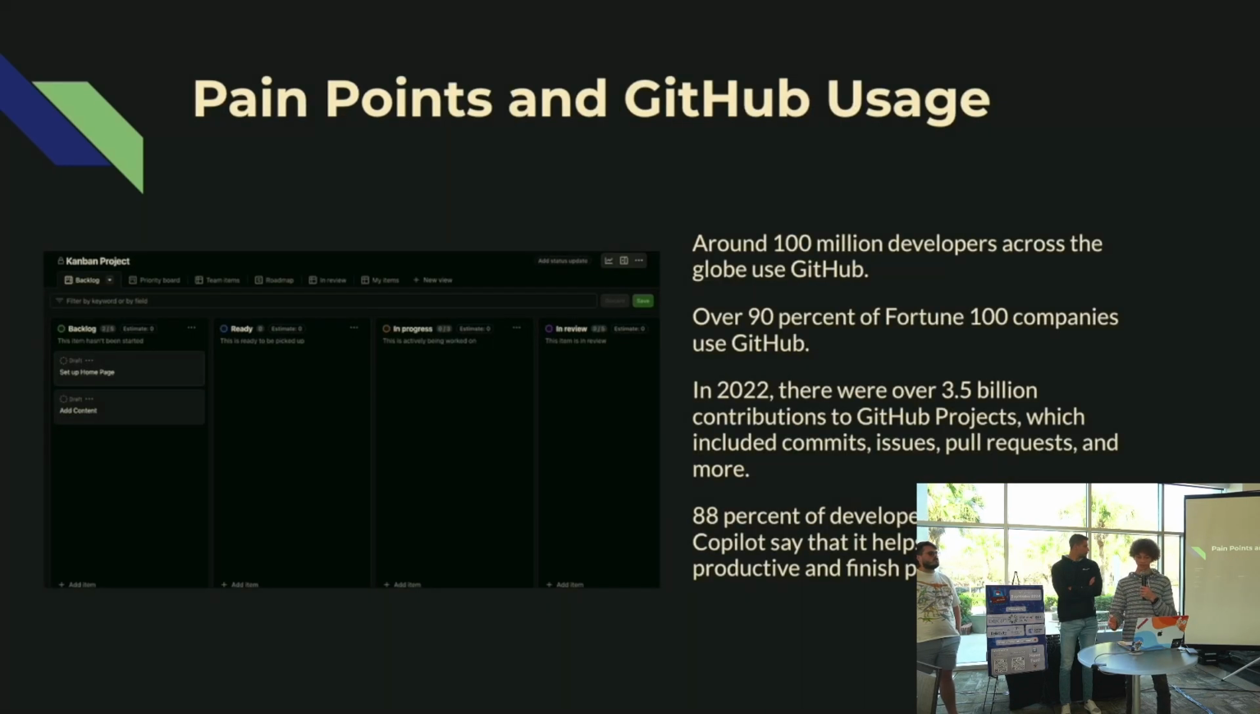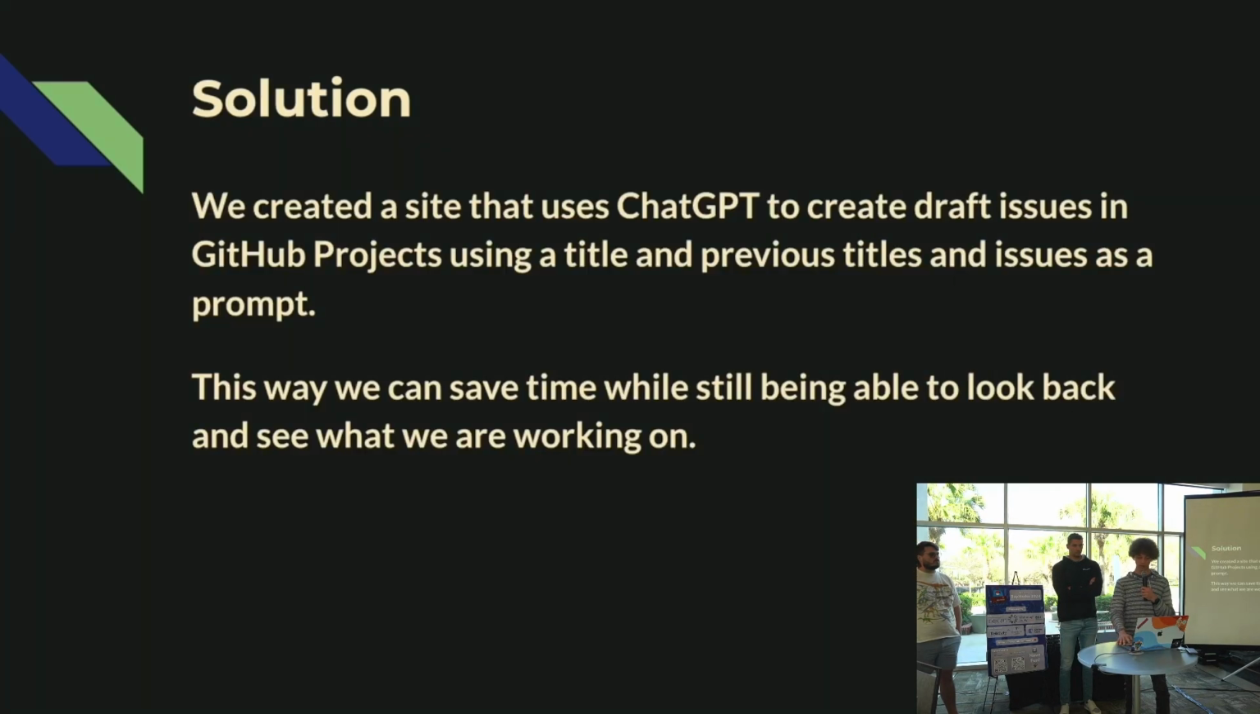There are 100 million developers using GitHub, 90% of the Fortune 100 companies, and in 2022 there were 3.5 billion contributions to GitHub Projects, which is where our issue is located. And 88% of developers say that when they use GitHub Copilot, it's useful for them. So what we did is we created an app that uses ChatGPT to take the titles and create issue descriptions. That way we can save time.